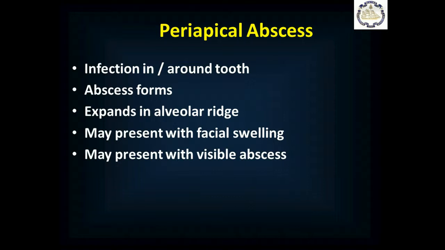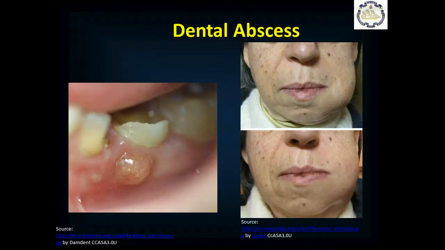So once you have the pulpitis, you can get the periapical abscess, which is an infection in and around the tooth, and an abscess or a little collection of pus forms and it expands in and on the alveolar ridge. So below the gums on the bony structure you can actually sometimes see the abscess. Sometimes it just presents with facial swelling, and early on often that's what you'll see, significant facial swelling, but when you look in the mouth you don't find any abscess that's easy to drain, but sometimes there's a visible abscess as well. So on the left you see that abscess right there on the alveolar ridge under the tooth.